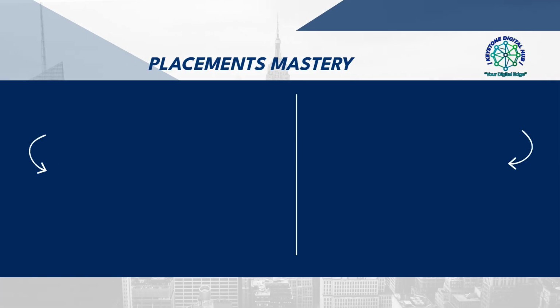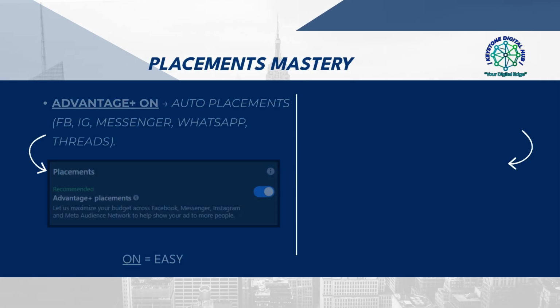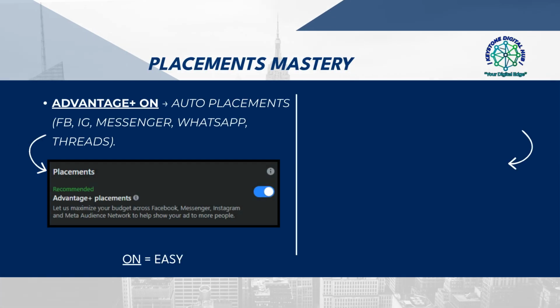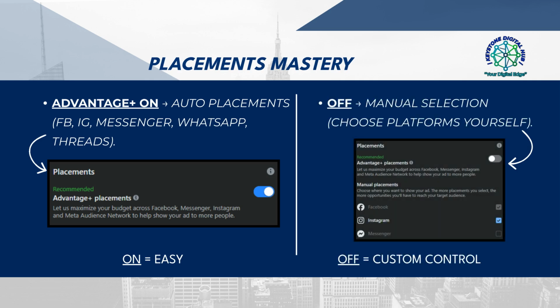Placements mastery involves choosing where your ad will show. Advantage plus ON uses auto placements across platforms like FB, IG, Messenger, WhatsApp, and Threads for an easy setup. Turning it off allows manual selection for custom control.